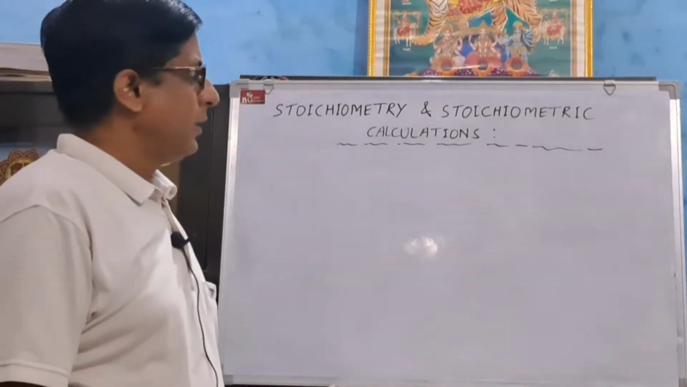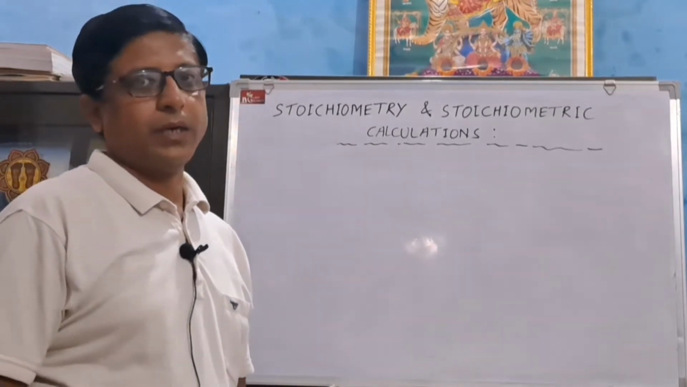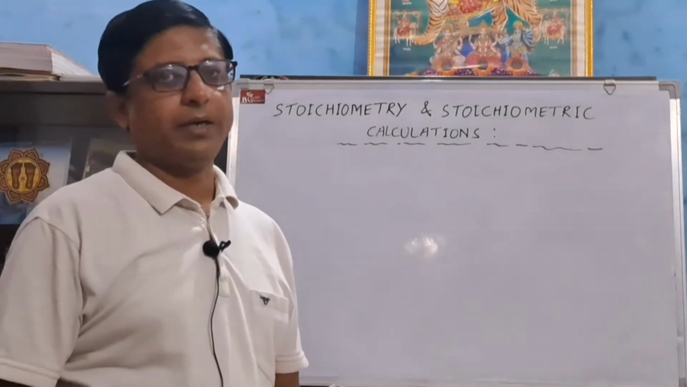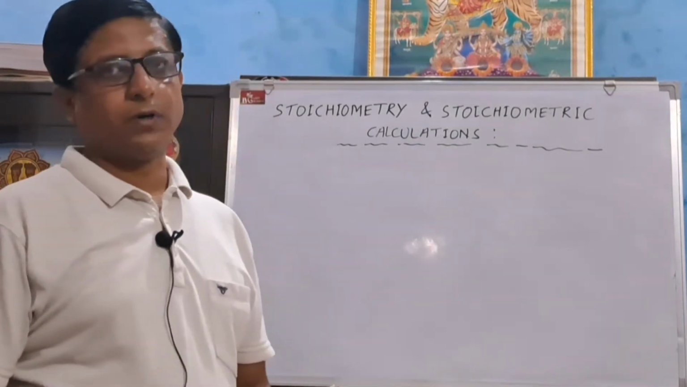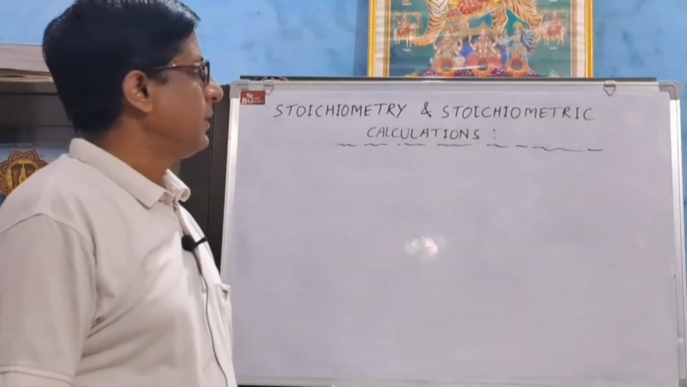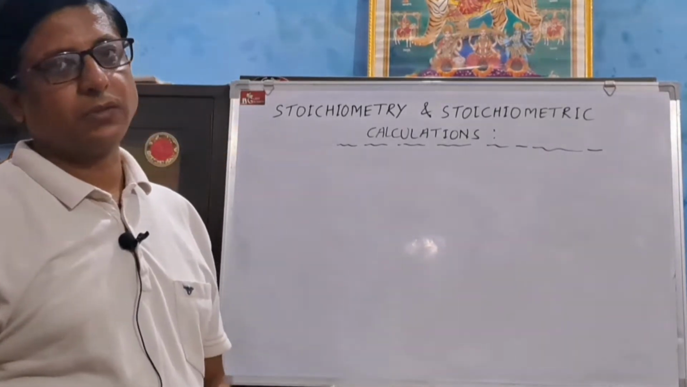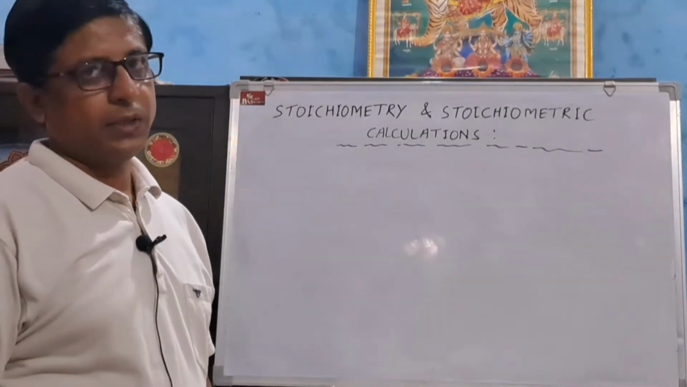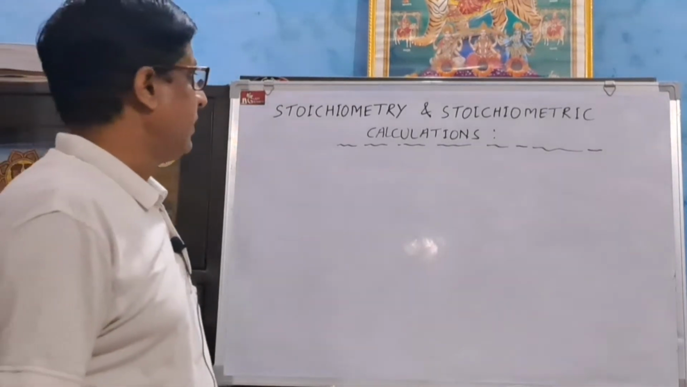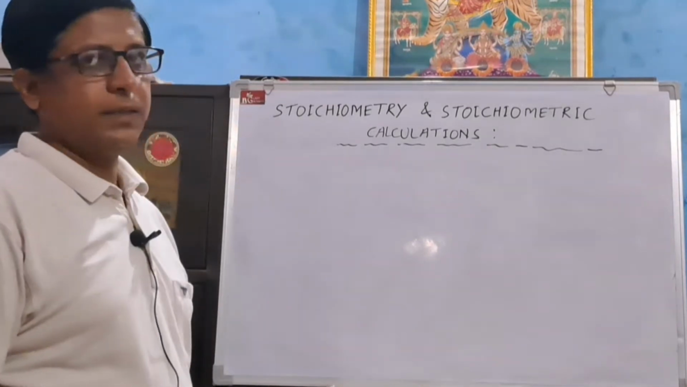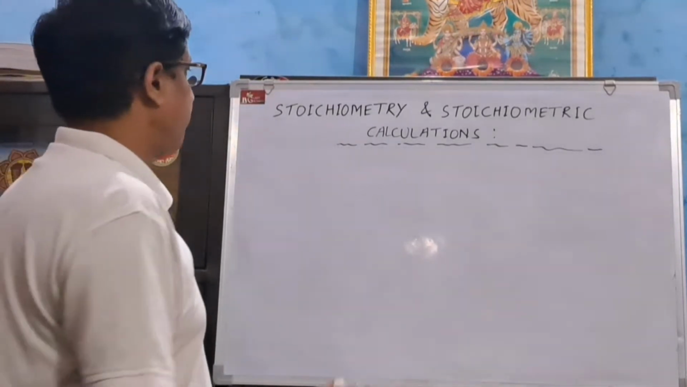Before studying how to calculate the amount of reactants required in a chemical reaction or products formed in a chemical reaction, let us study what information is obtained from a balanced chemical reaction. Let us take the example of combustion of methane.